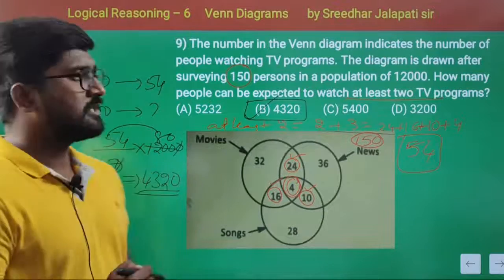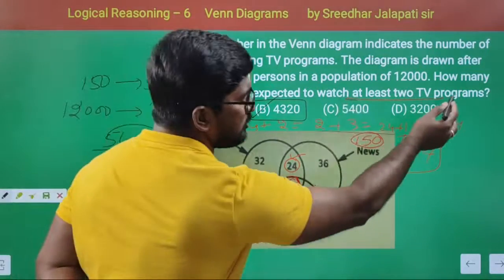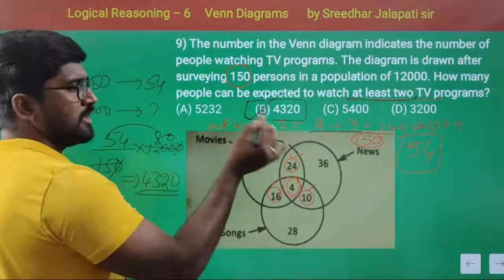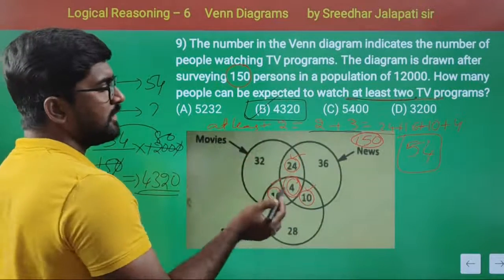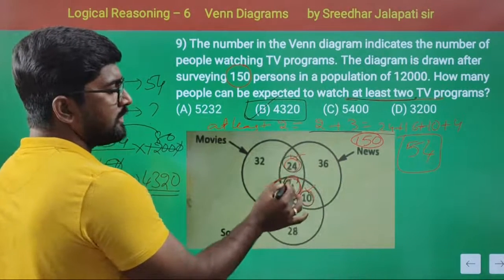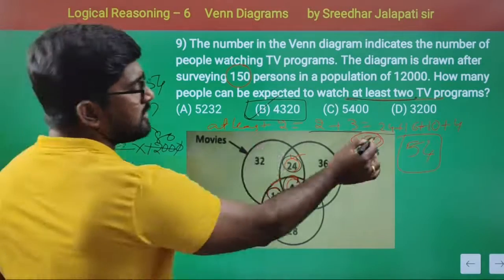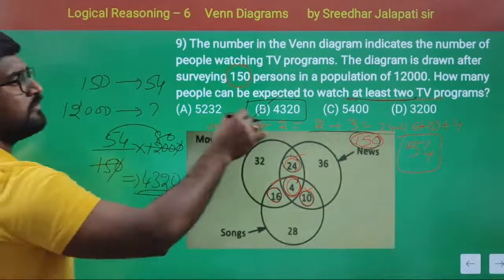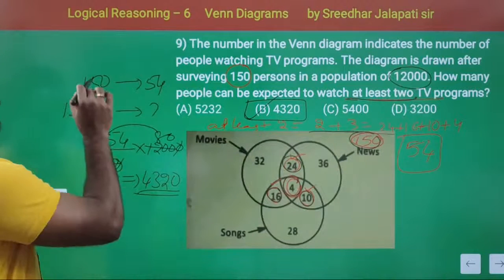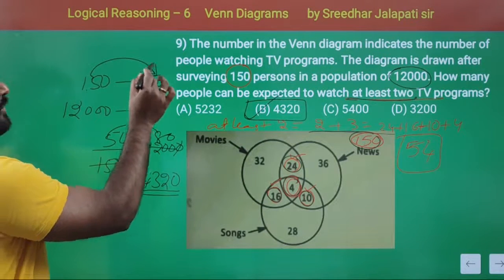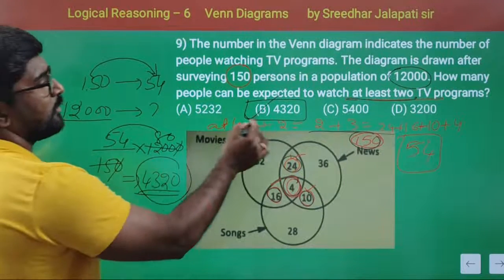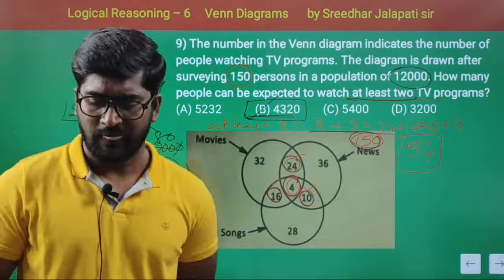Right? So the question is, first of all, we want people who watch at least 2 TV programs. At least 2 is nothing but 2 or 3, 2 or more than that. So 2 or 3, here 3 is the maximum, right? So 2 is 24 plus 16 plus 10, which is 50, and all 3 is 4, so 54. But this 54 is out of 150 people. But we are asked to find in a population of 12,000 how much can be expected. So if in 150, 54 people watch, then in 12,000 how many can watch? 4,320. That is option B is the answer.